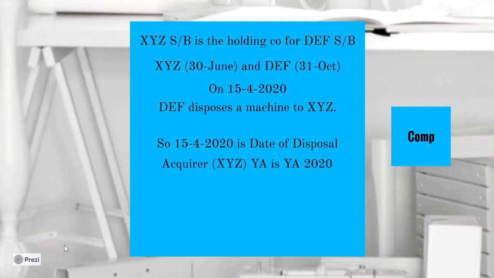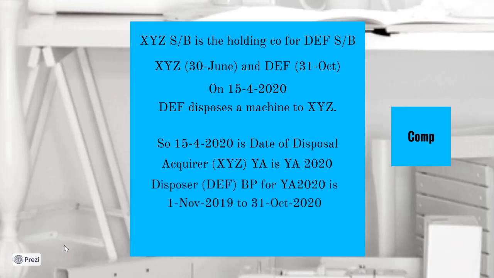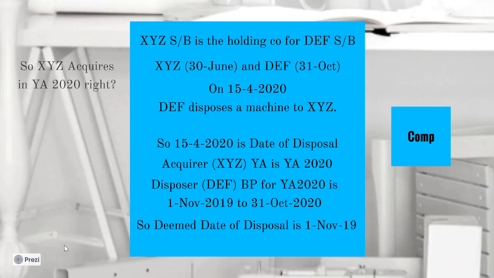Then you ask yourself, applying year of assessment 2020, what is the disposer's basis period? The disposer is DEF. So if YA 2020, what is the basis period? It's going to be 1st of November 2019, right? That is the basis period, 1st of November 2019 to 31st of October 2020. So the deemed date of disposal is the 1st of November 2019.